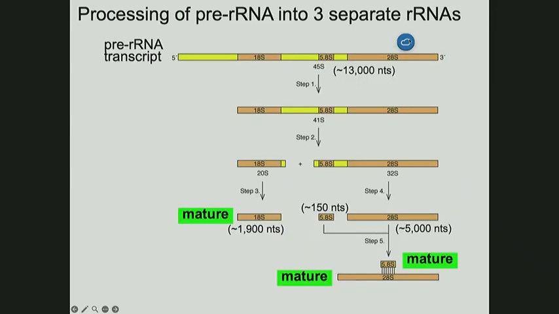So the initial pre-ribosomal transcript, which is made by which polymerase? Other one. 1. So RNA polymerase 1, you can easily remember it. RNA polymerase 1 makes one type of RNA, this long pre-ribosomal RNA. It's about 13,000 nucleotides long when it's first made. And through a series of processing steps, eventually you get the mature 18S, which is about 1,900 nucleotides, 5.8S, which is 150 nucleotides, and 28S, which is 5,000 nucleotides. And then these yellow parts, these spacer parts, get degraded.